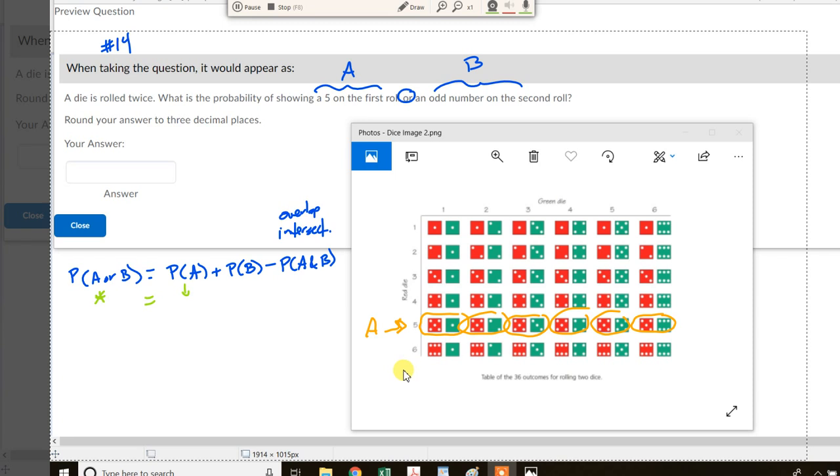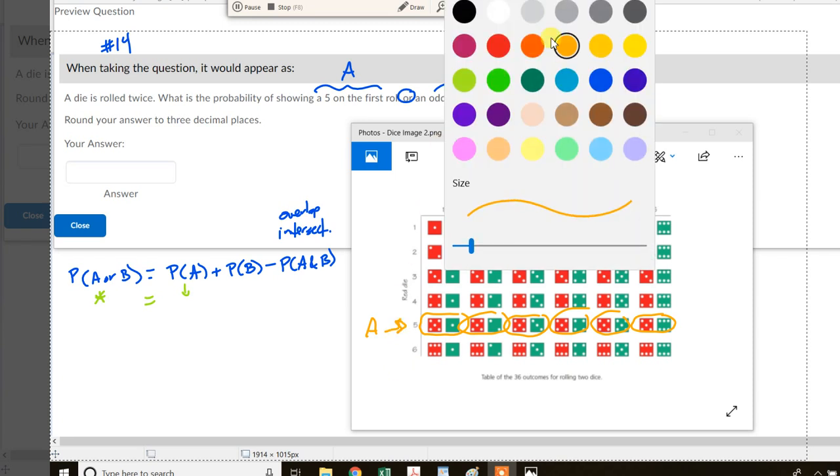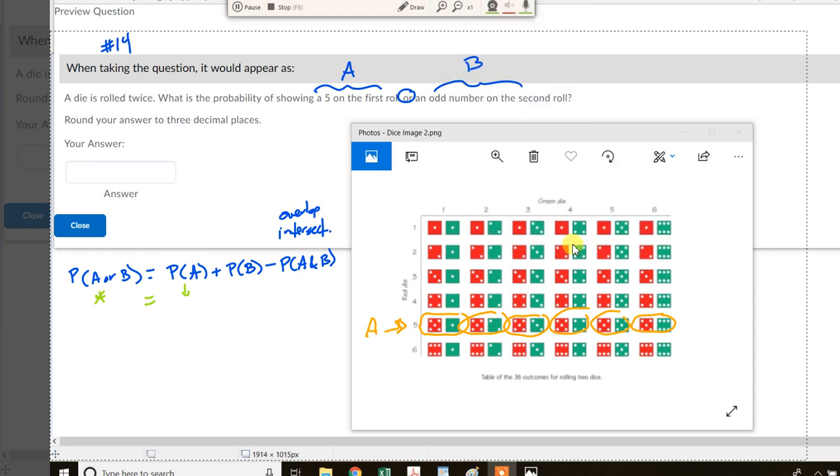Okay, what about the event B? Odd number on the second roll. That means the second roll would have to be here. So these guys would all have an odd number on the second roll. These guys all have an odd number on the second roll because they'll have 3s on the second roll. And these guys all have 5s on the second roll.